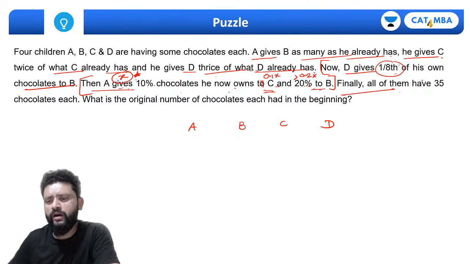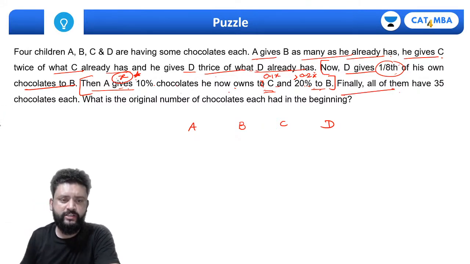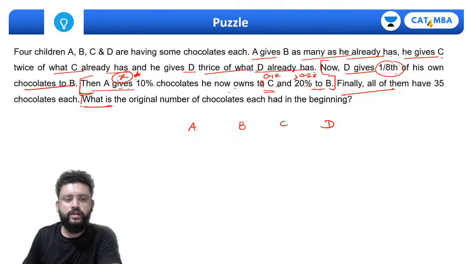Finally, all of them have 35 chocolates each. So what is the original number of chocolates they had in the beginning?